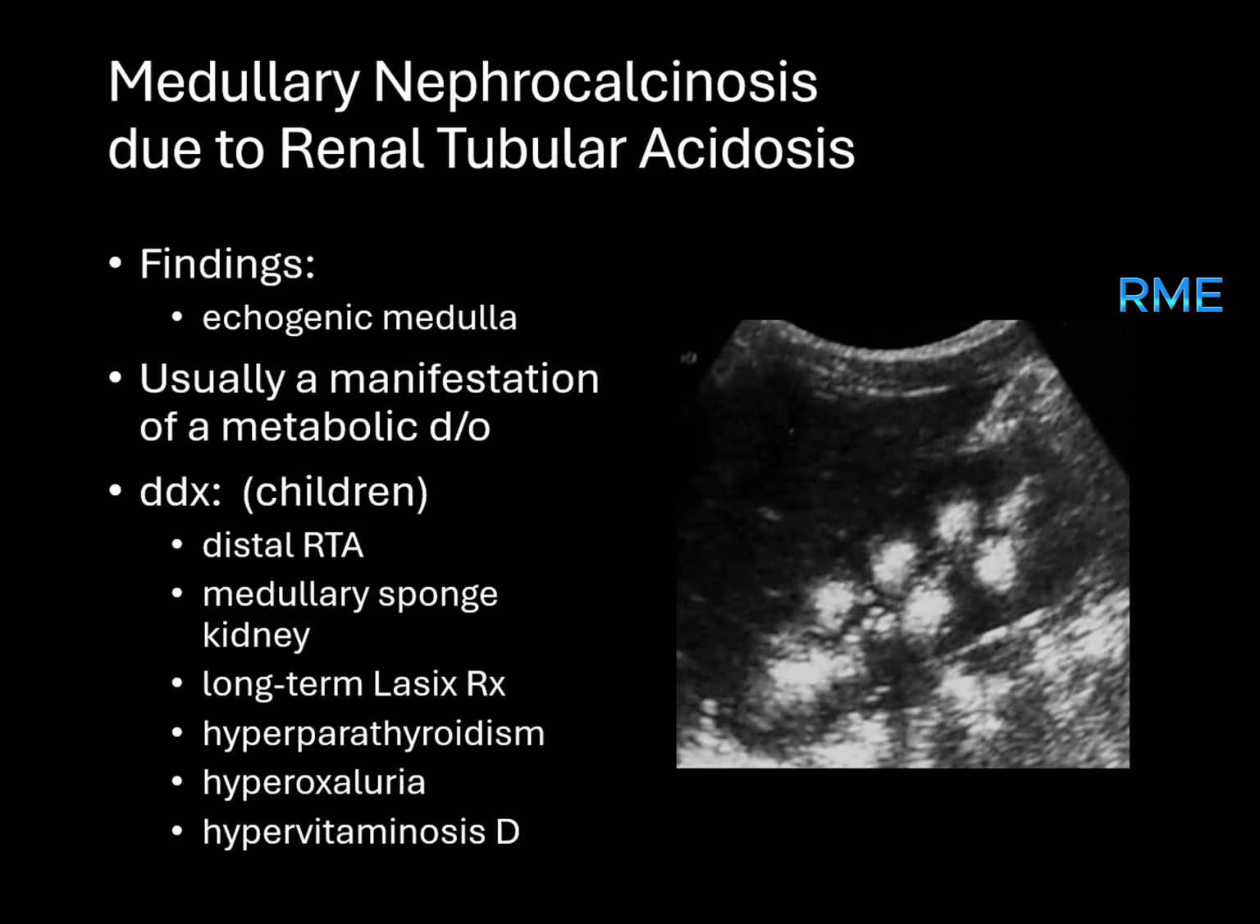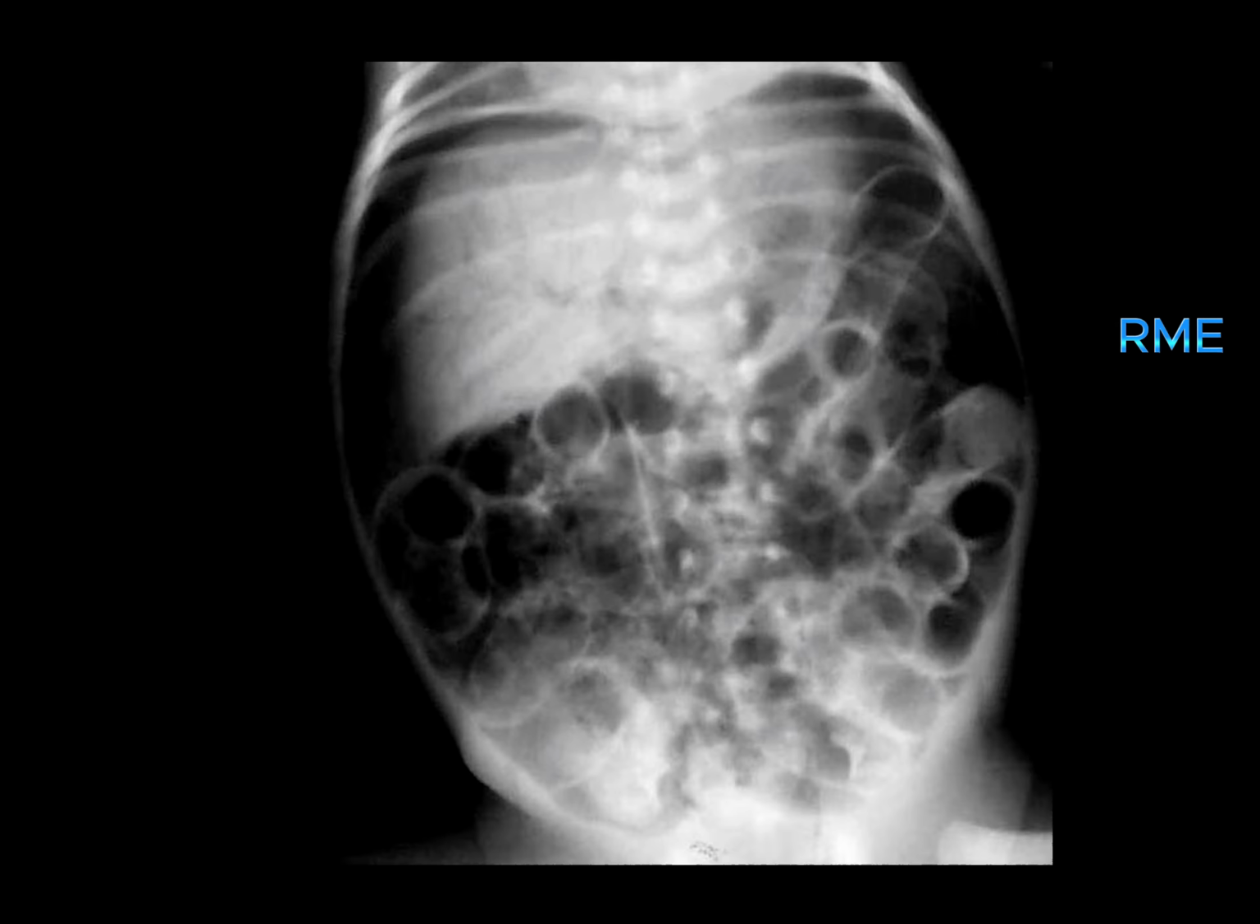Differential diagnoses include distal RTA, medullary sponge kidney, long-term Lasix therapy, hyperparathyroidism, hyperoxaluria, and hypervitaminosis D. To further evaluate, a serum electrolyte panel and urine pH can help confirm renal tubular acidosis. Management involves correcting the metabolic disorder and addressing the underlying cause. Let's move to the next case.